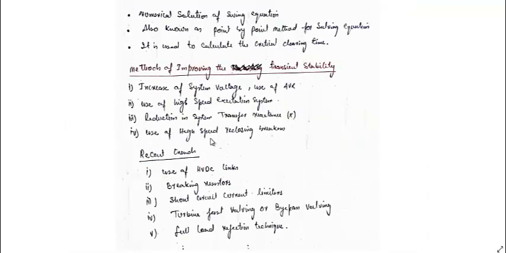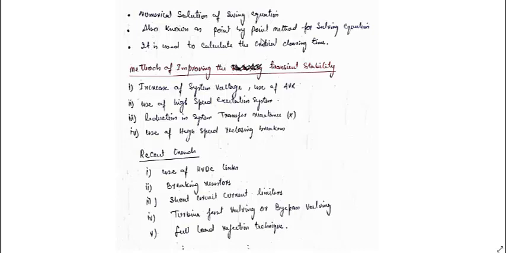Now usually, as I have told you, our system engineer is interested in the critical clearing time, not in the critical clearing angle. By solving the swing equation, which is a nonlinear equation, it is very difficult to solve, and we have some methods of solving it. These methods are known as numerical solution of the swing equation, which gives the critical clearing time. This method is also known as the point by point method of solving the swing equation. It is used to calculate the critical clearing time.